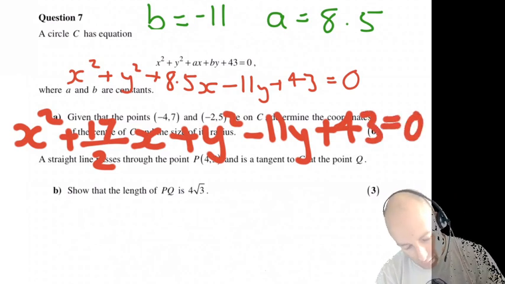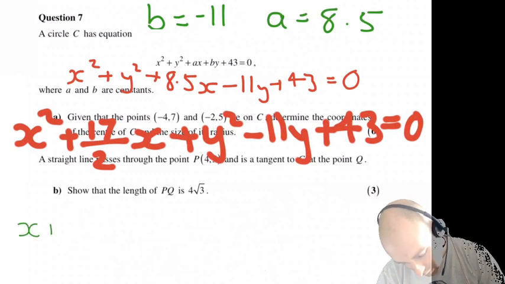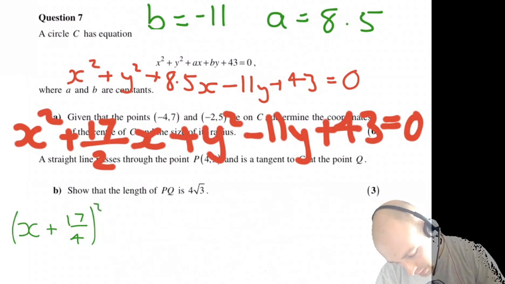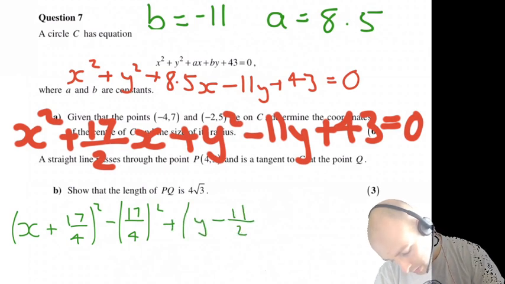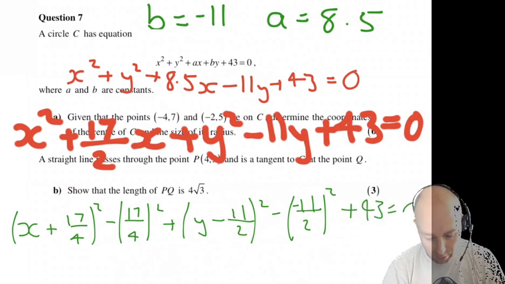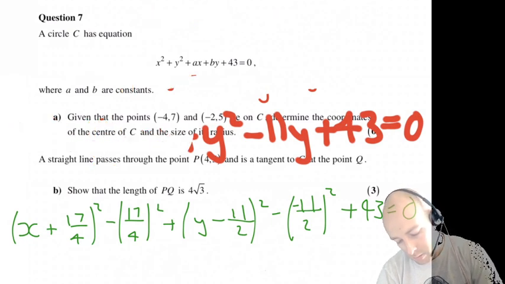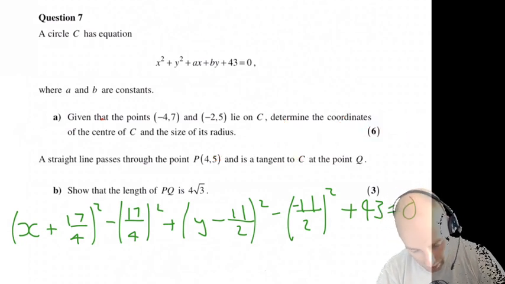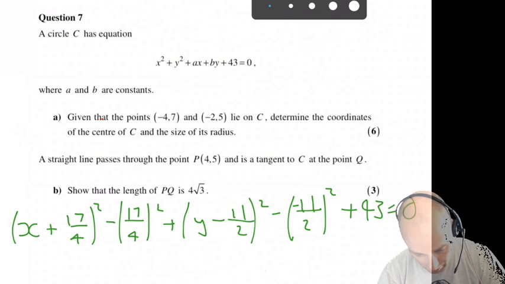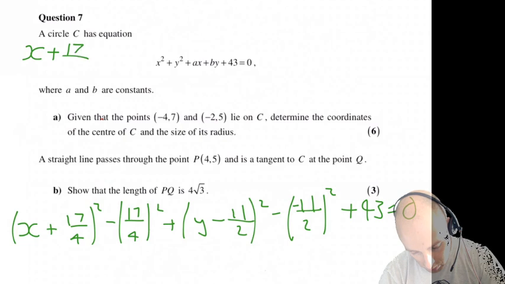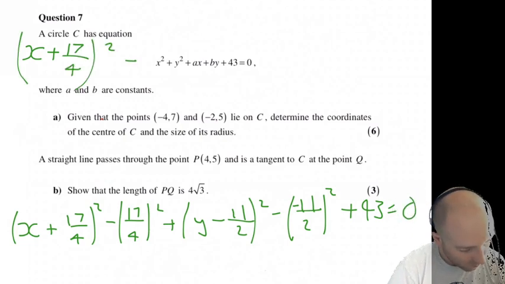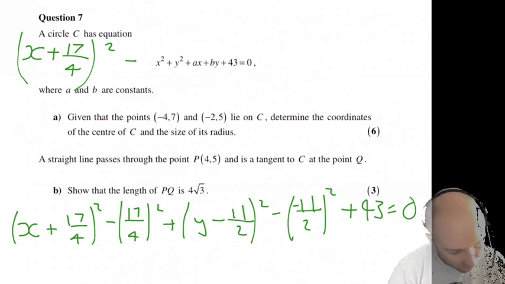So complete the square. So we're going to get x plus 17 over 4 squared minus 17 over 4 squared, plus y minus 11 over 2 squared minus 11 over 2 squared, plus 43 equals 0. We're going to work our way through this, so we're going to simplify everything, so we can clear the screen. So keep that as it is. x plus 17 over 4, minus the 17 over 4 all squared, is going to be, ooh, what's that? 289 over 16.